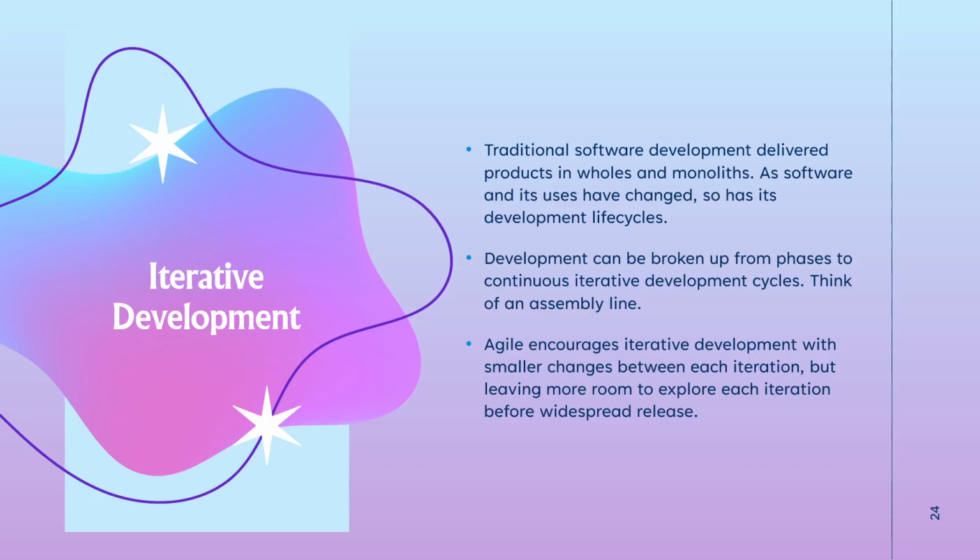Agile encourages iterative development with smaller changes between each iteration, but leaving more room to explore each iteration more before widespread release, because now we're not focusing on big monoliths that have to fit in a scheduled timescale. Instead, we're looking at parts that continue to come in, and we continue to look at them. And because we're allowed to put this focus towards just research or just testing or just development, iteratively over and over again, we're able to play with it a lot more.